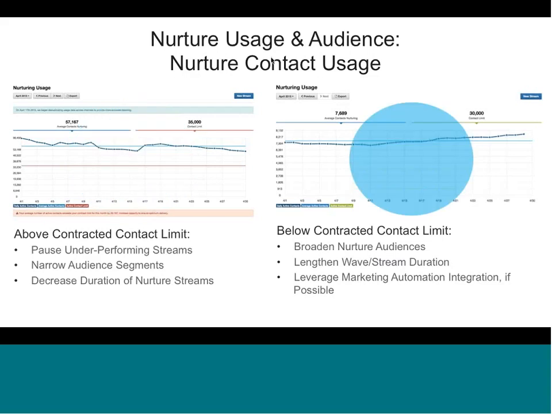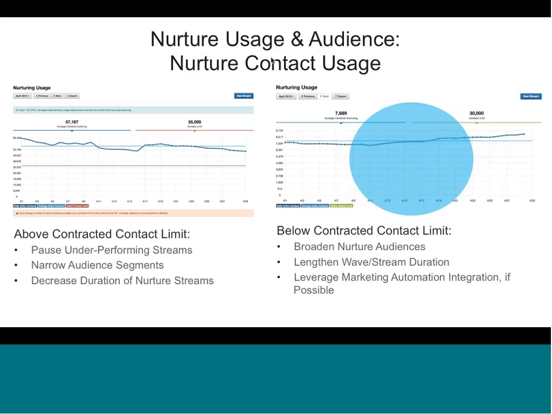Now let's talk about if you're under your contact limit. So in this case, if you're consistently under your contact limit, and you can see here in this example, we're well below the contracted limit here of 30,000. So some things to think about: broaden your audience. So if you've added business demographic filtering to your streams, you're going to want to broaden that. It's much easier to start broad and narrow in on something than to try to add contacts or audiences to these streams. So definitely think about that.